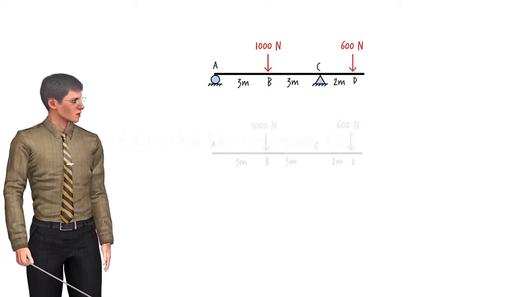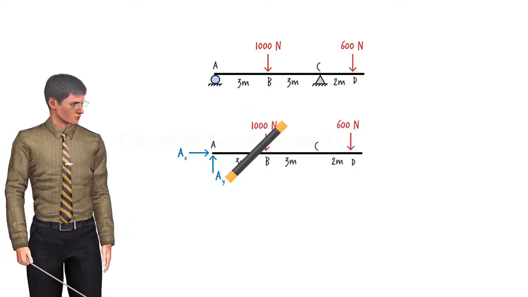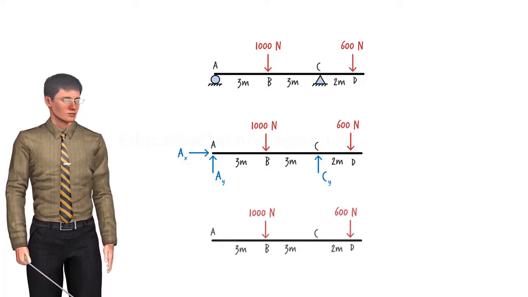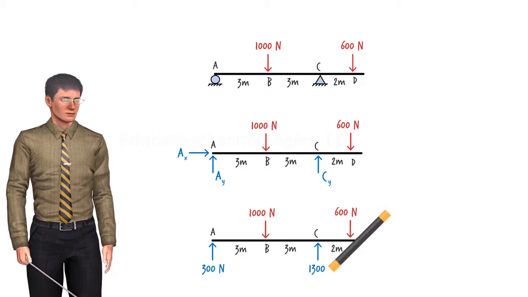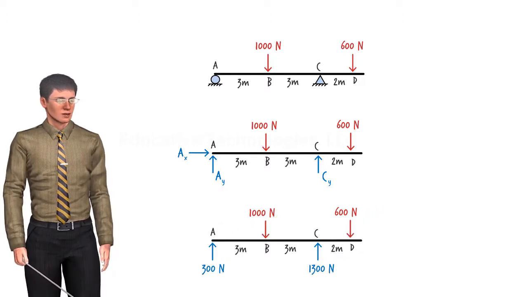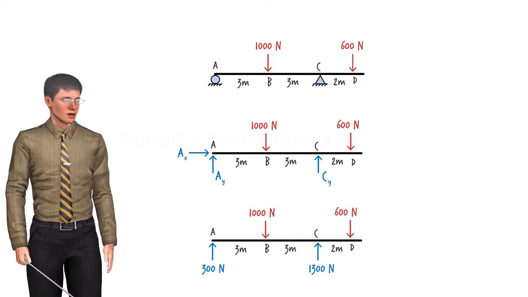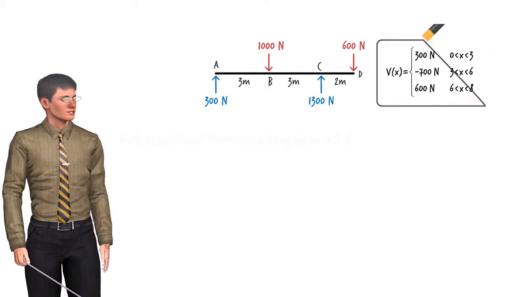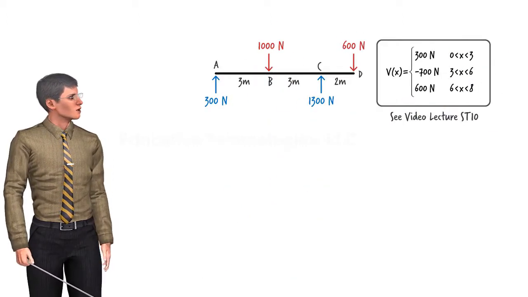The free body diagram of the beam can be drawn this way, which enables us to write the static equilibrium equations and then solve them for the unknown support reactions. Once all the unknown forces are determined, the free body diagram can then be used to formulate the necessary algebraic equations for representing shear in the beam. We talked about shear equations in lecture ST10. If you're not sure how to write them, please review that lecture.